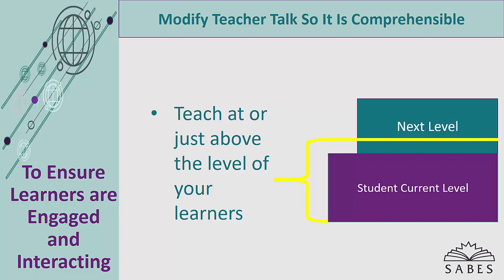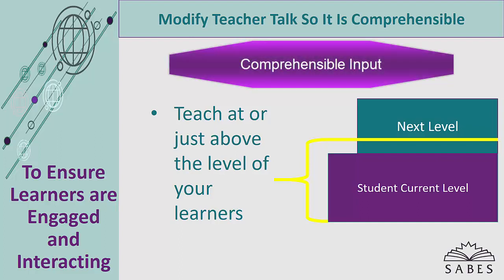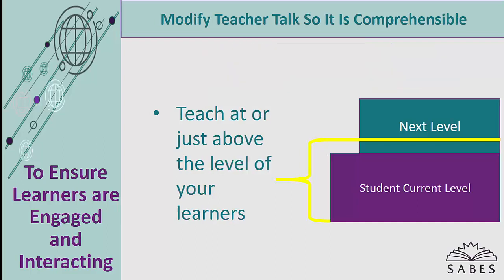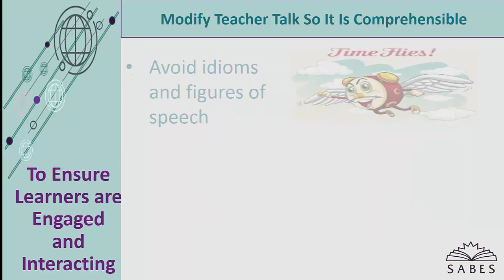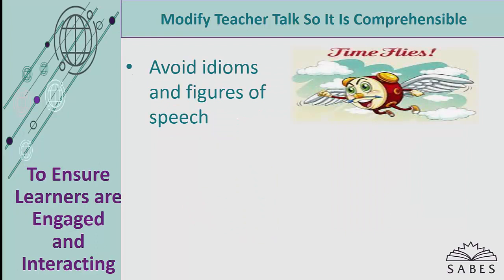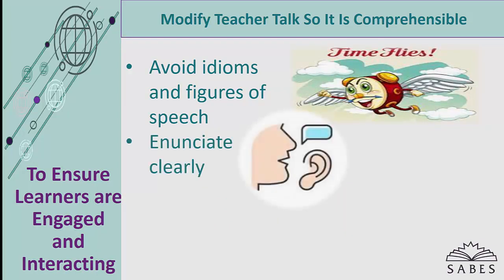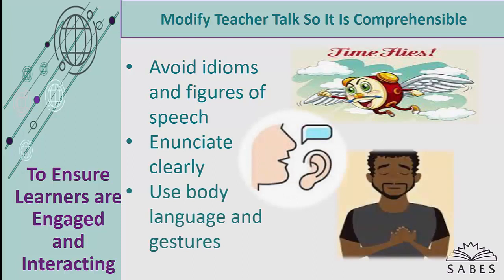Another key principle of second language acquisition is the concept of comprehensible input, which means simply that language acquisition is facilitated when learners are hearing or reading language that is at or just above their proficiency level. So effective teachers adjust their language to the level of students, using appropriate vocabulary, grammar, and structure. They avoid using idioms and figures of speech. They enunciate clearly, and they use gestures and body language as well as facial expressions.